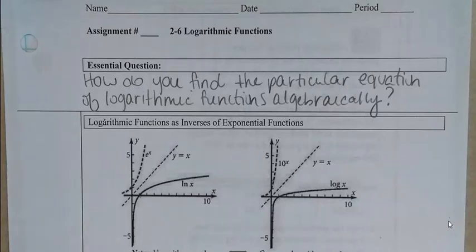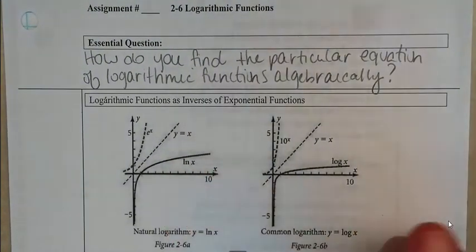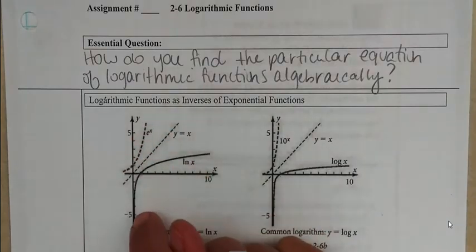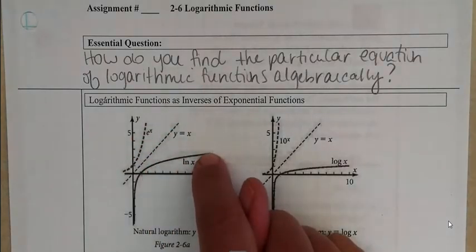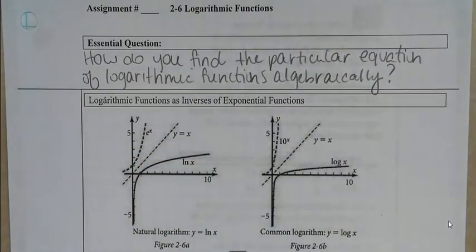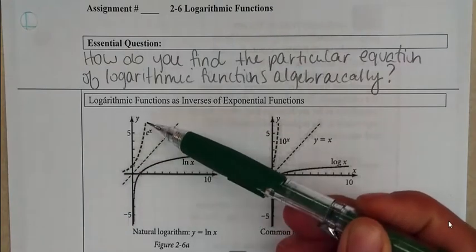2.6 Logarithmic Functions. How do you find the particular equation of logarithmic functions algebraically? So just a reminder about logarithmic functions and their graphs. If you remember, if I'm given an exponential function, the logarithmic function is the inverse or the reflection over that line y equals x. So here we have the exponential function y equals e to the x power.